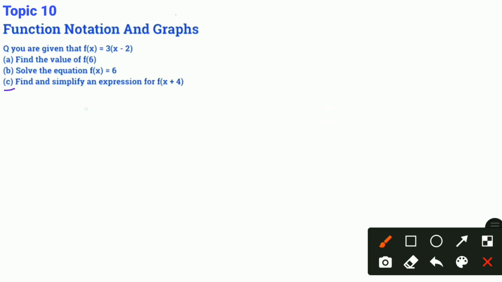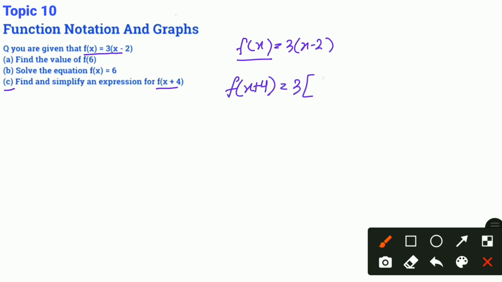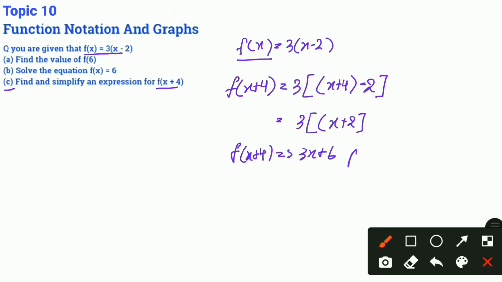Now part C. Find and simplify an expression for f(x plus 4). So let me write this one down. f(x) is equal to 3x minus 2. Now I'm going to put the value. So f(x plus 4) is going to be 3 times (x plus 4) minus 2, so 3x plus 12 minus 2, which is 3x plus 10. So this is the answer.